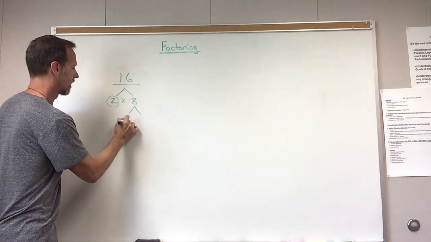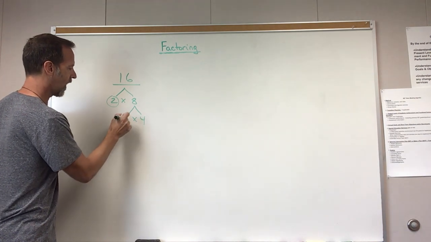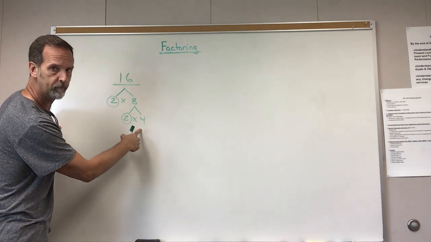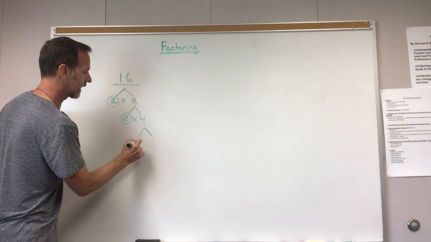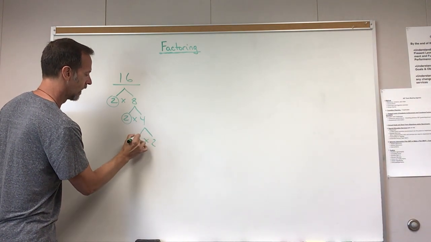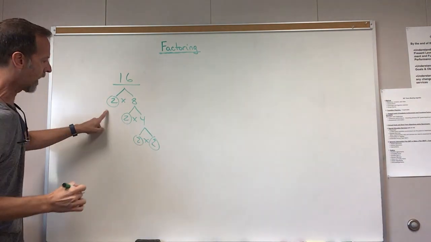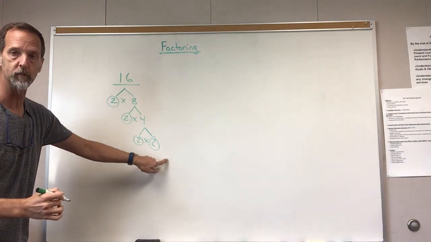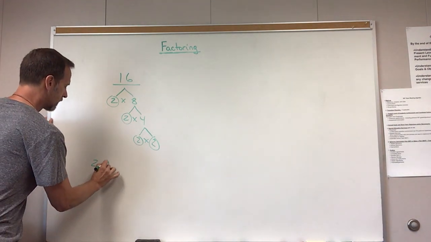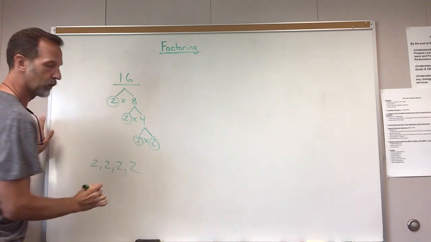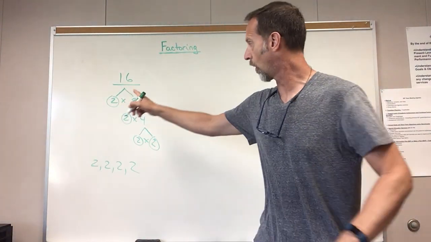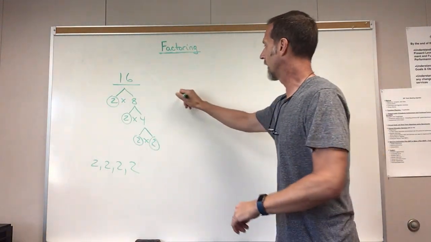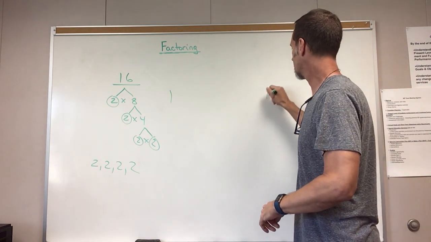What gives you 8? 2 times 4. Is 2 prime? Yes. Is 4 prime? No. What gives you 4? 2 times 2. Prime and prime. So I've got these numbers now, all primes. 2, 2, 2, 2. I had to list 4 of them. I had to list all the numbers that I have circled. All right, here we go. 1 and 16.